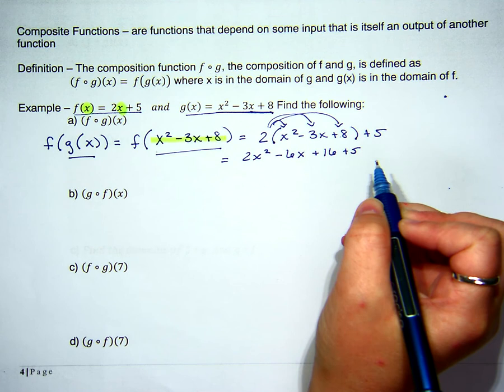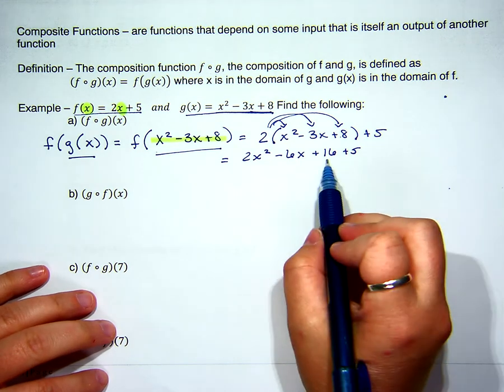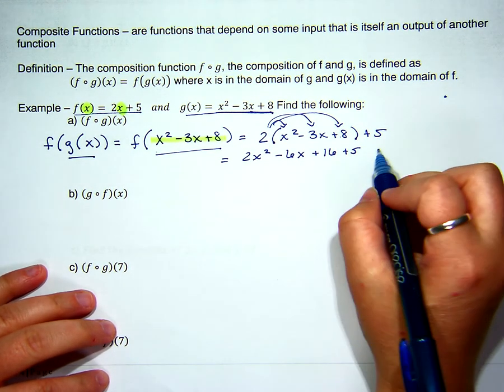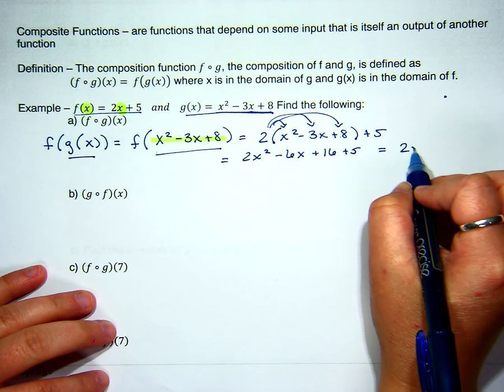Finish out the problem by simply combining like terms. We've got the 16 and the 5 are like. Finishing out the problem, 2x squared minus 6x plus 21.